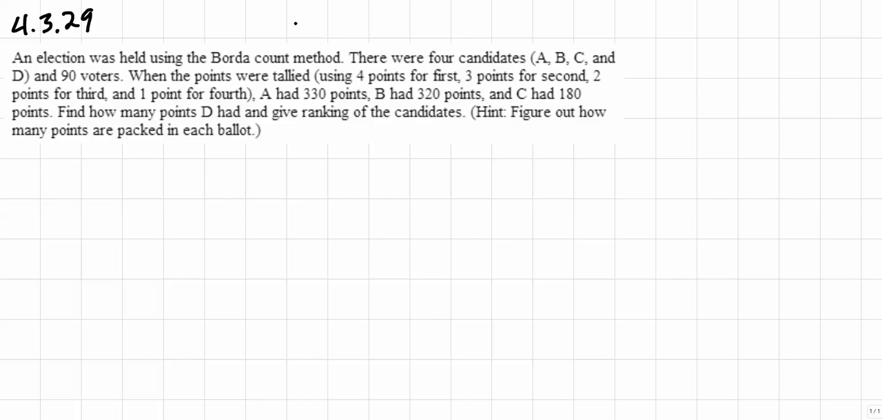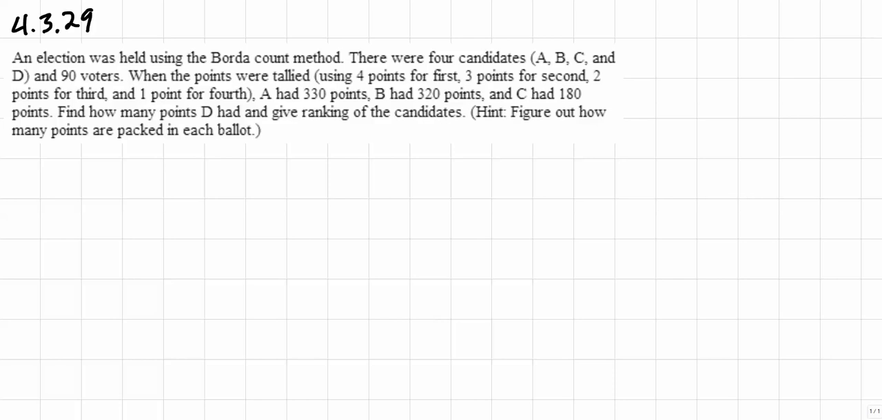An election was held using the Borda count method. There were 4 candidates, A, B, C, and D, and 90 voters. When the points were tallied using 4 points for first, 3 points for second, 2 points for third, and 1 point for fourth, A had 330 points, B had 320 points, and C had 180 points. Find how many points D had and give ranking of the candidates. Hint, figure out how many points are packed in each ballot.